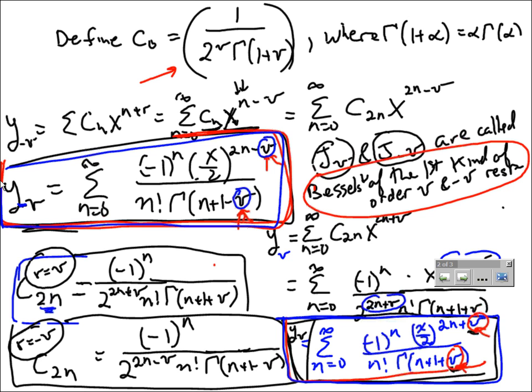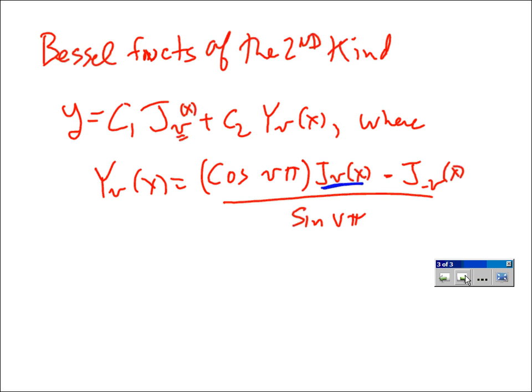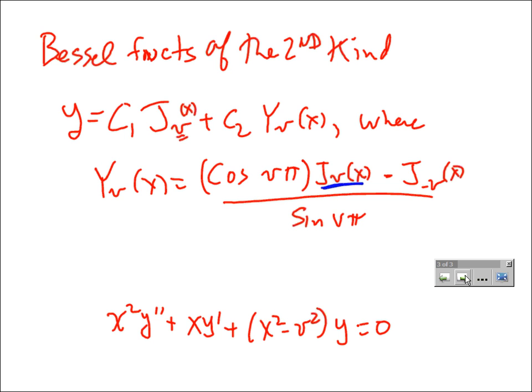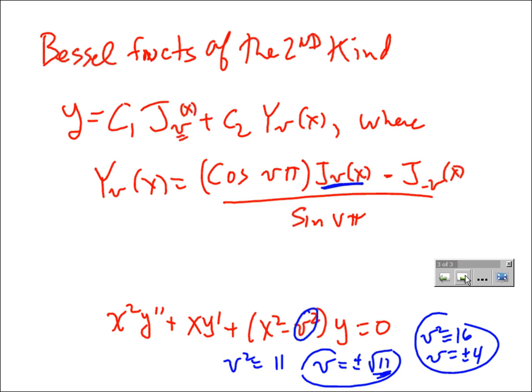You're always going to have what v squared equals. Just remember what the formula started with: x squared y double prime plus x y prime plus (x squared minus v squared) y. At some point, you're going to figure out what v squared is. If v squared is 11, then v would be plus or minus the square root of 11. And if v squared was 16, then v would be plus or minus 4. They're always going to be plus or minus the same number.